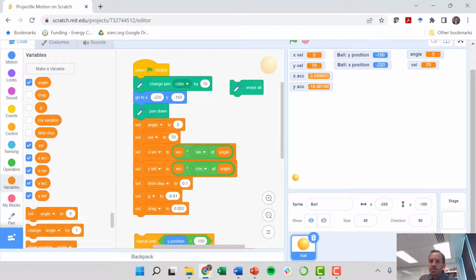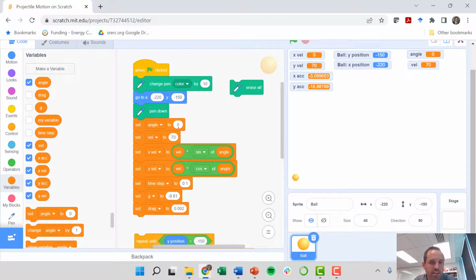So when my launch angle is 0, that means I'm launching the ball 0 degrees from vertical. I'm launching it straight up. So when we do that, we see that our y velocity becomes 70, which is perfect. That's just what it should be, right? We're launching it straight up. So all of our velocity is going in the vertical direction, and none of our velocity is going in the x direction.